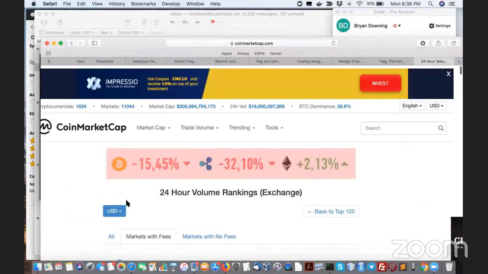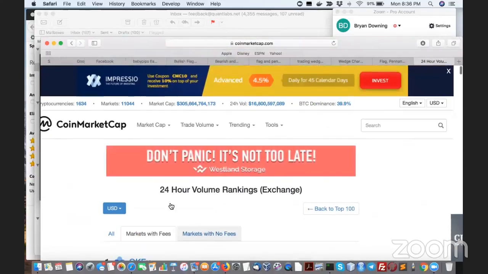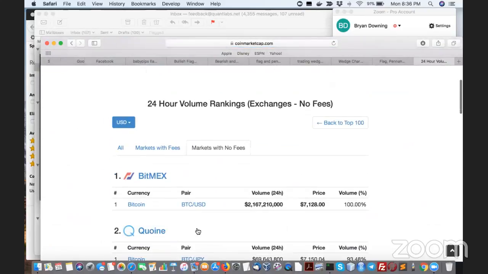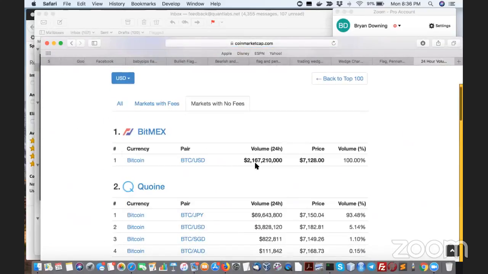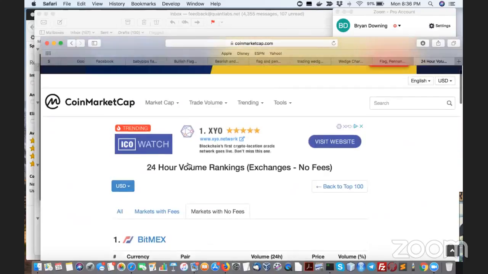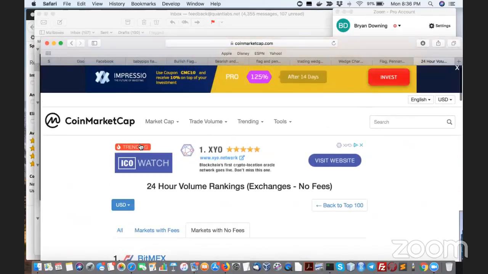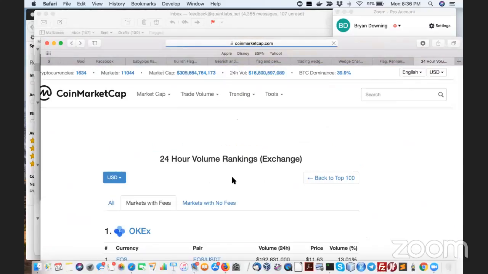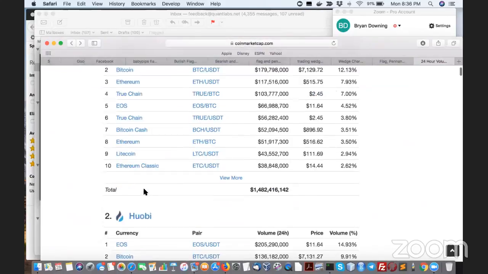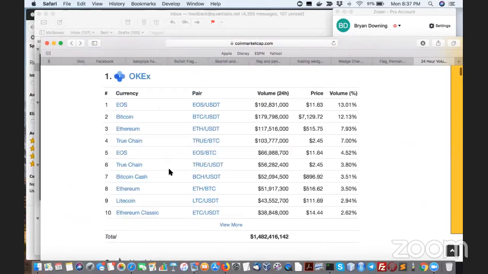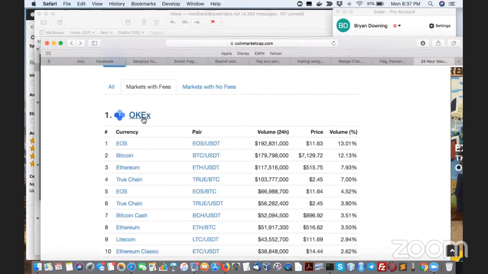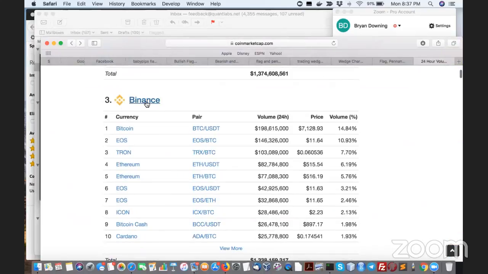And I've also used markets with no fees. BitMEX as well has a problem. This is pretty big too, 2.1 billion. But do realize that it does flip quite a bit between OKX and Huobi, which is out of Japan. I don't know, I think this is out of China or Hong Kong. This one's out of China, the Binance. So all that volume is driven through Asia.